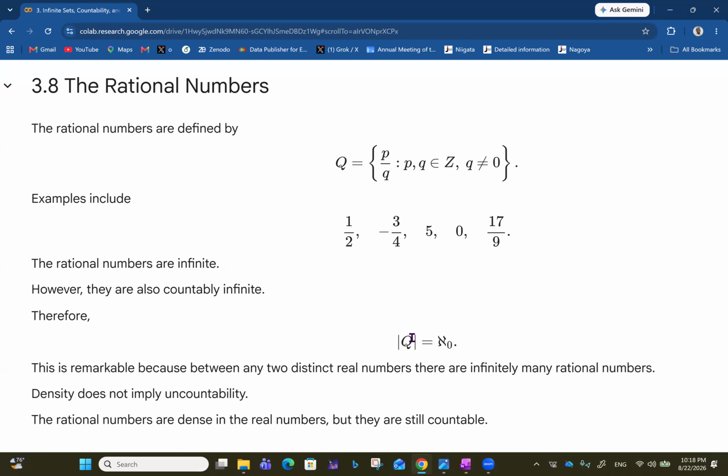Therefore, the cardinality of the set of rational numbers is aleph 0, which is the cardinality of every countably infinite set that we've seen so far. So this is remarkable because between any two distinct real numbers, there are infinitely many rational numbers. So density does not imply uncountability. The rational numbers are dense in the real numbers, but they are still countable.